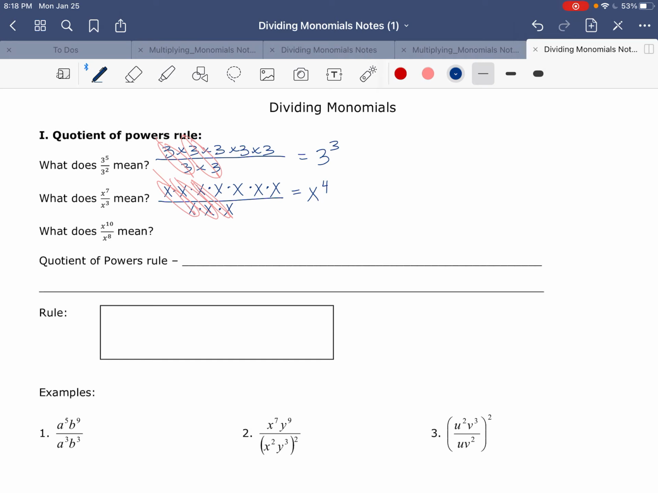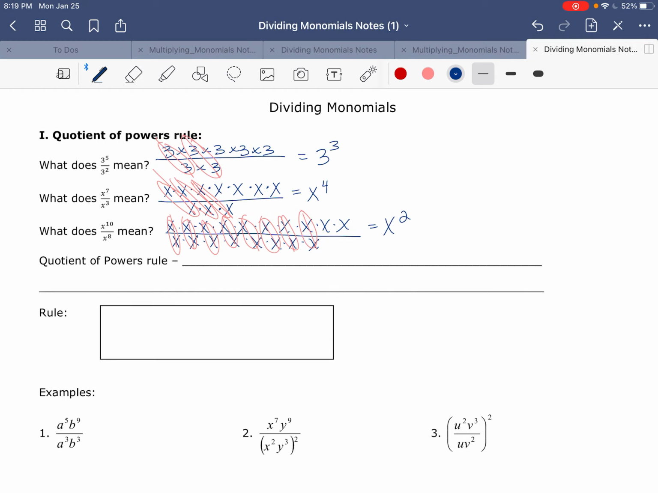And we can look at x to the 10th over x to the 8th as well. So x to the 10th would be 10 x's, all over x to the 8th, which would be 8 x's. And I can simplify my ones, so this will simplify to 1, 1, 1, which leaves me with x times x in the numerator, which I can rewrite as x squared.